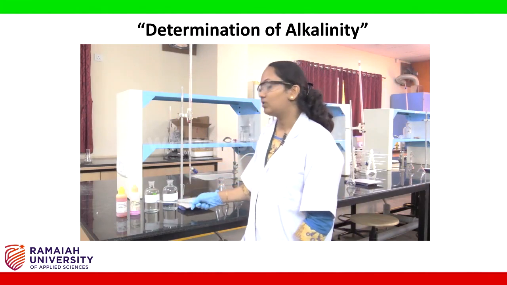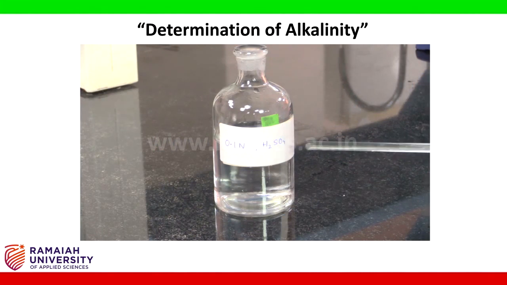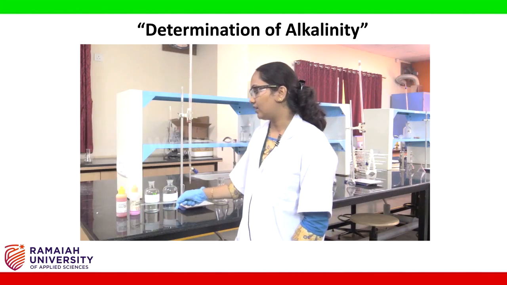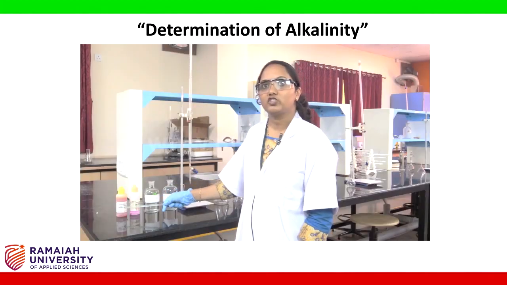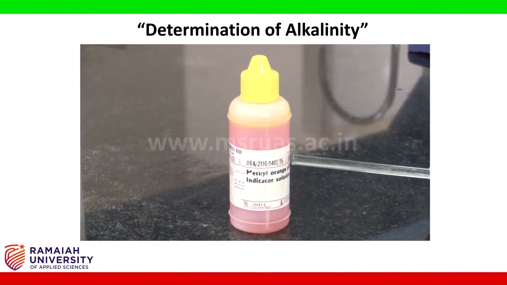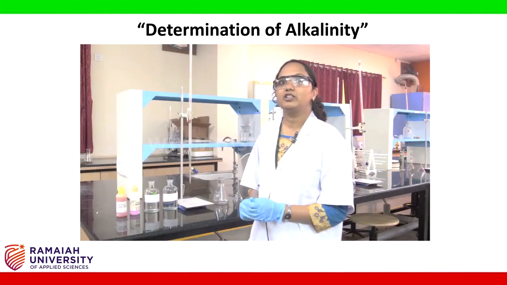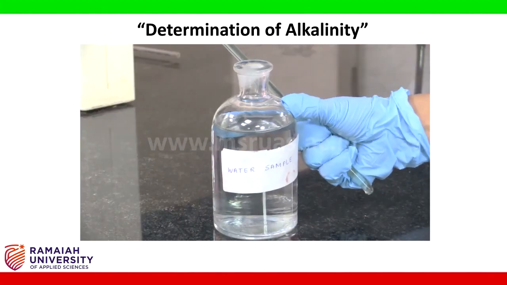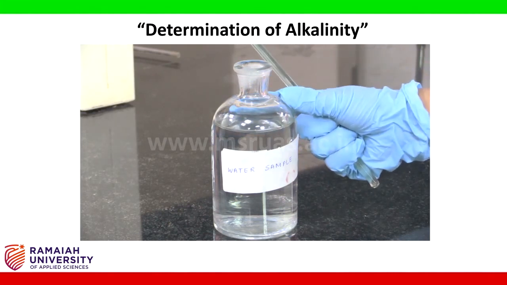So 0.1 normal H2SO4, this is 0.1 normal sulfuric acid, which is taken in the burette for the alkalinity test. Phenolphthalein indicator, which is used in the alkalinity test mainly to neutralize the hydroxyl ions. Methyl orange indicator. When we add this to the sample, the color changes to orange, and we require water sample, which is used for determination of alkalinity.